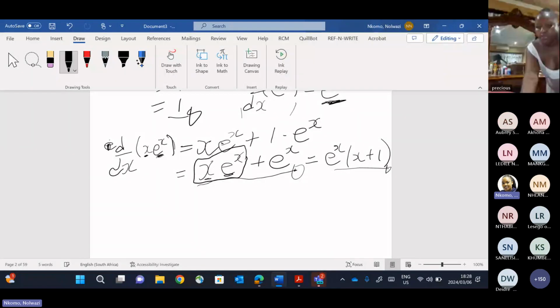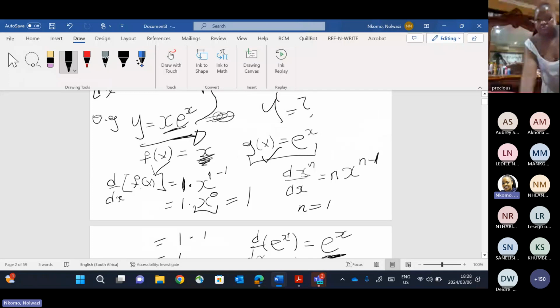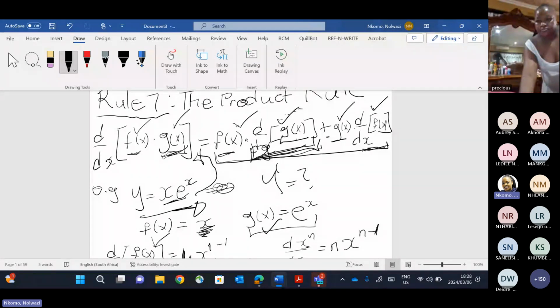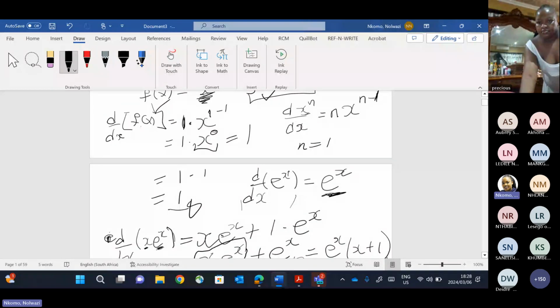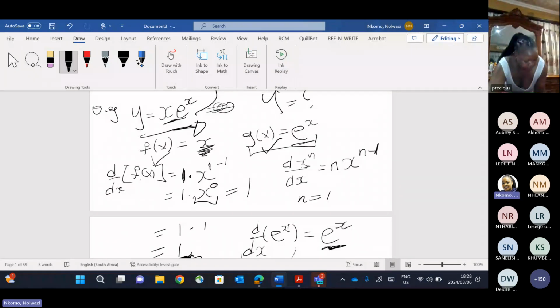Okay, then the next term is g at x times the derivative of f at x. The derivative of f at x is 1, and g of x is e to the power x. So this means we have to substitute 1 and e to the power x. And then, yeah, 1 times e to the power x.